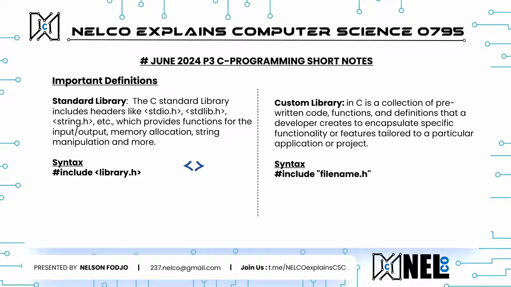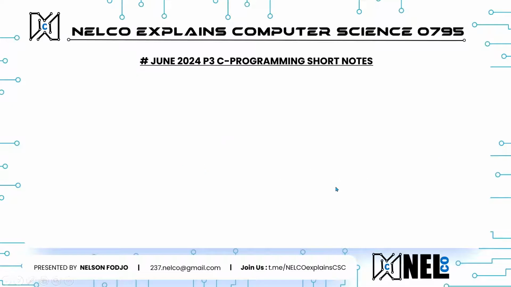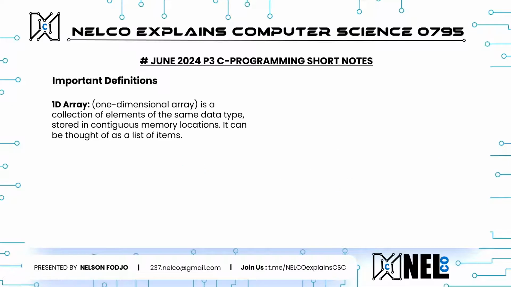The syntax of a custom library is #include, then quotes, filename.h. The main thing to retain here is that we call custom libraries using quotes, and we call standard libraries using angle brackets or chevrons. Good. Next, we are going to look at another definition.